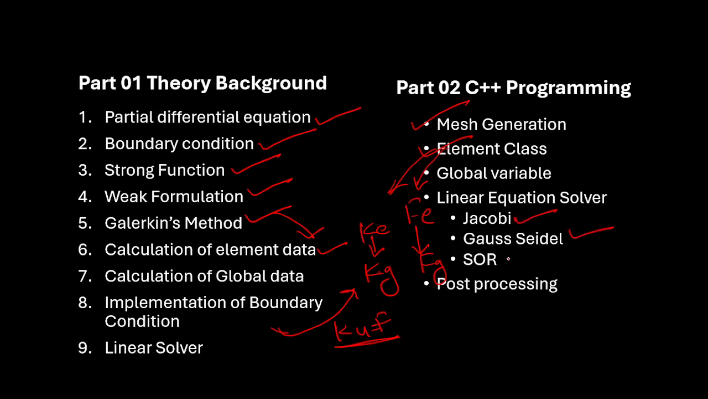Then after forming these, I will teach you how to use the Jacobi method, Gauss-Seidel method, and successive over-relaxation method. With these three conventional methods, I will also teach the preconditioned conjugate gradient method. It is a very powerful linear solver, which takes fewer iterations than these three methods. Then after the solution we will get U and use it in post-processing. I will teach you that also.